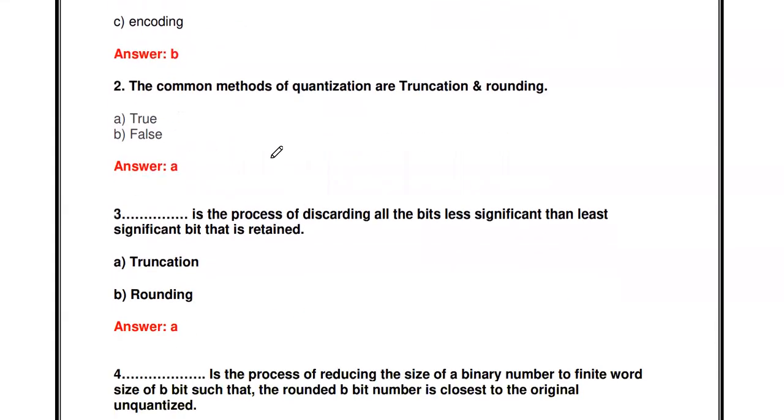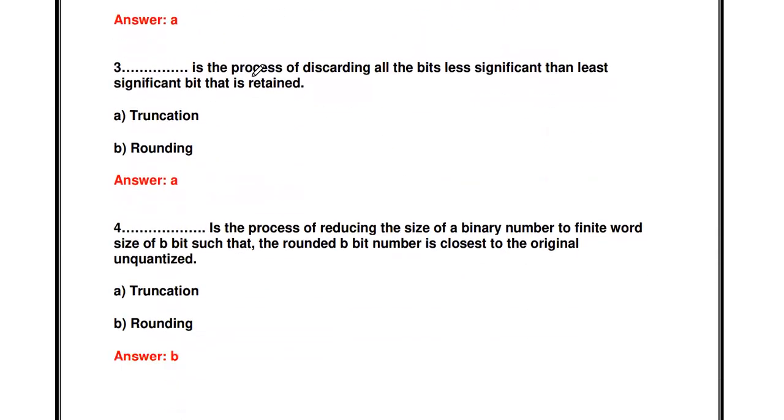The next one: the common methods of quantization are truncation and rounding. Is the statement true or false? True. There are two methods of quantization: one is the process of truncation, another one is the process of rounding, in DSP or a digital computer.